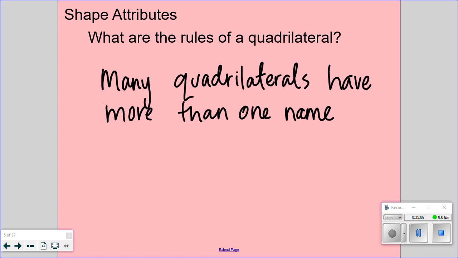Quadrilaterals. This is the tricky part. Learning to do it in third grade. Quadrilaterals have more than one name. Save it. I know what you're going to say. Give it some time to think about this. Many quadrilaterals have more than one name. I like to think of this as a nickname. Many of you might have a nickname that you go by.